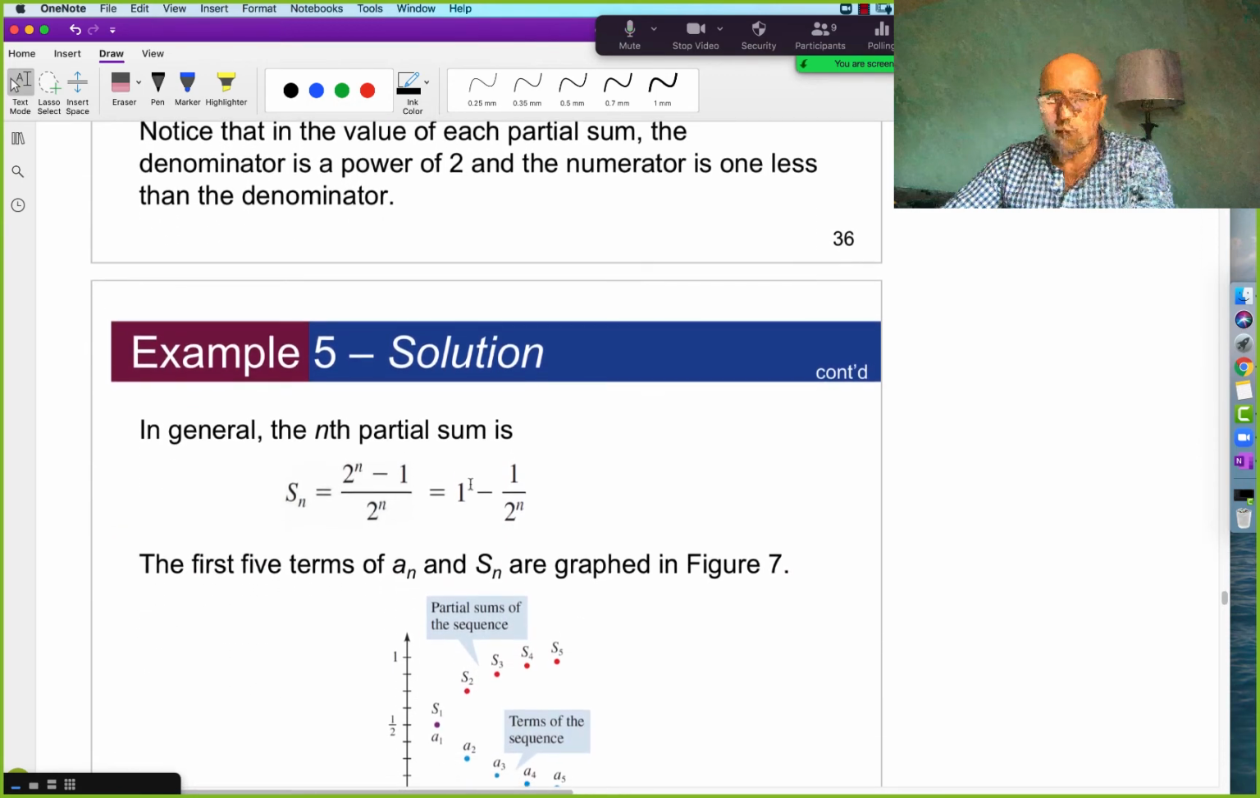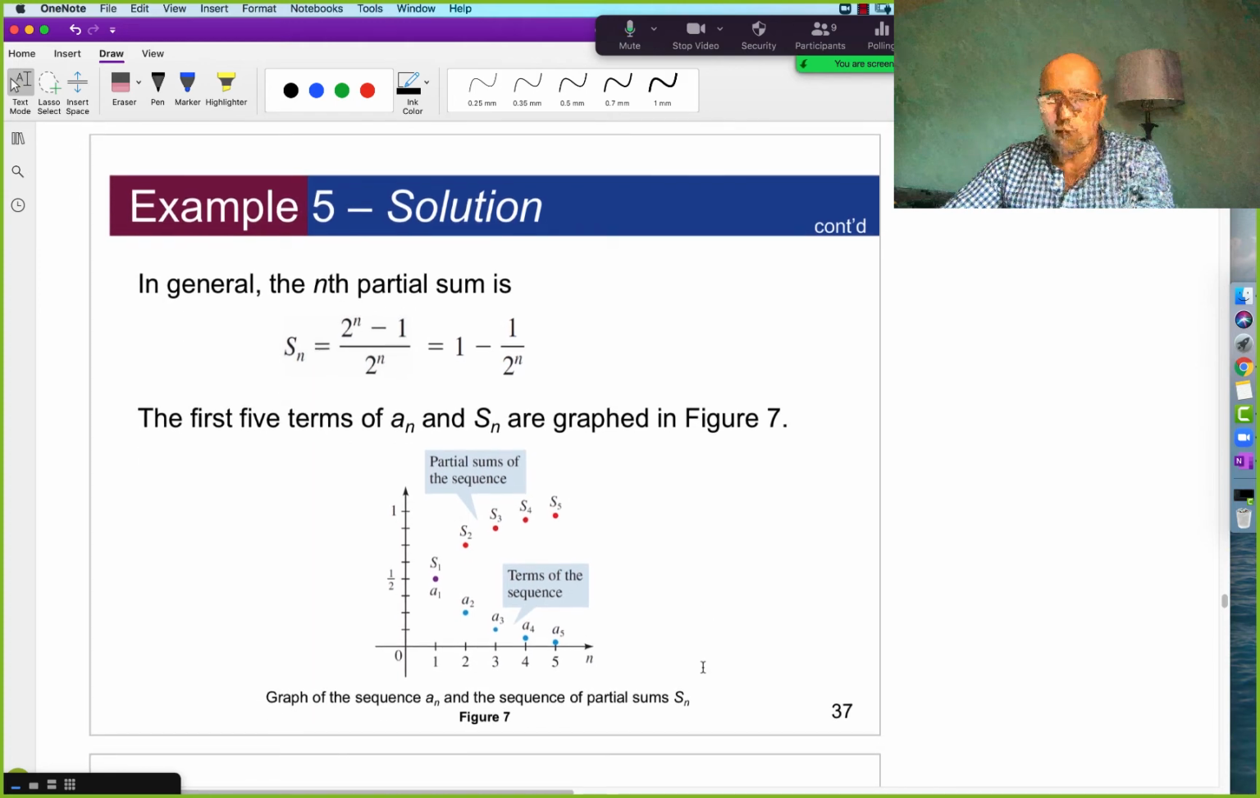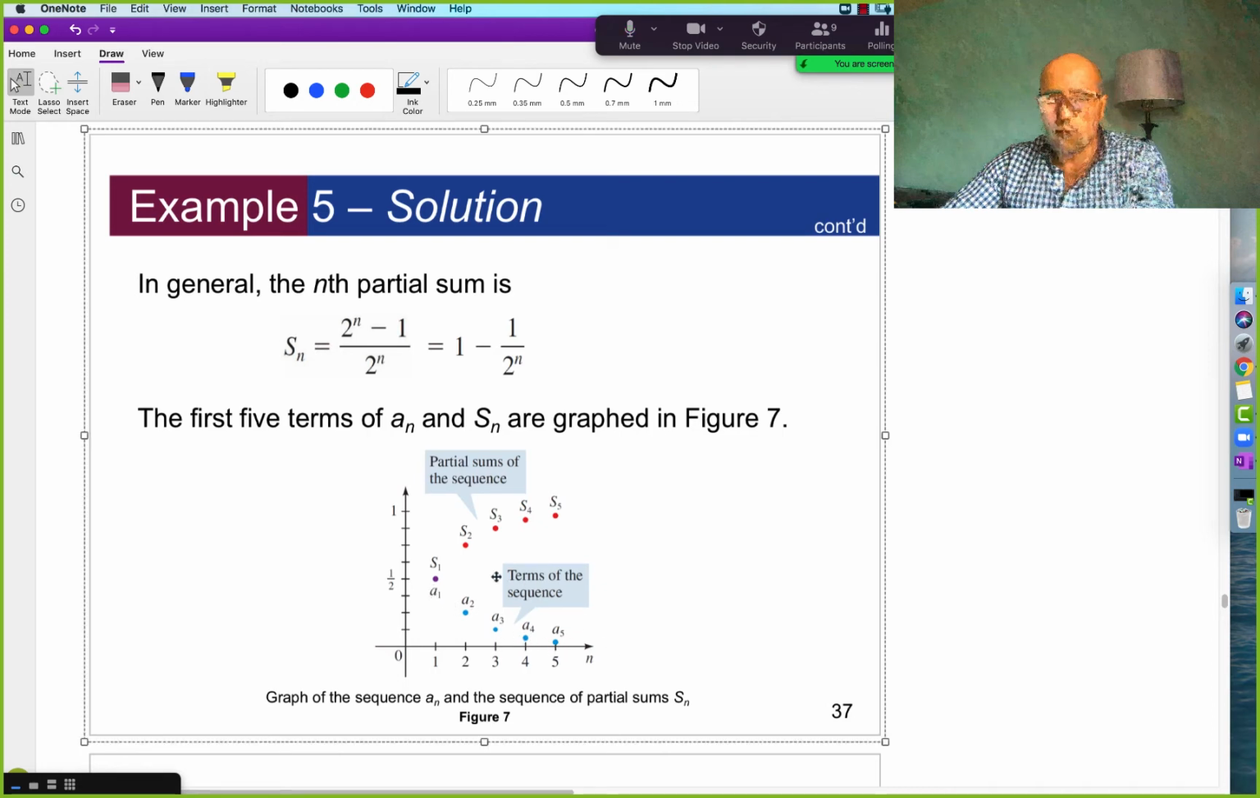So in general, the nth partial sum is exactly what I got. And then you can simplify this by breaking this up as 2 to the nth over 2 to the n minus 1 over 2 to the n. And that simplifies to this. And then we can also just map it all and see a pattern. Right, so the original values, the a sub 1, a sub 2, a sub 3, a sub 4 values, map this way, whereas the sequence of partial sums are mapping up to here.